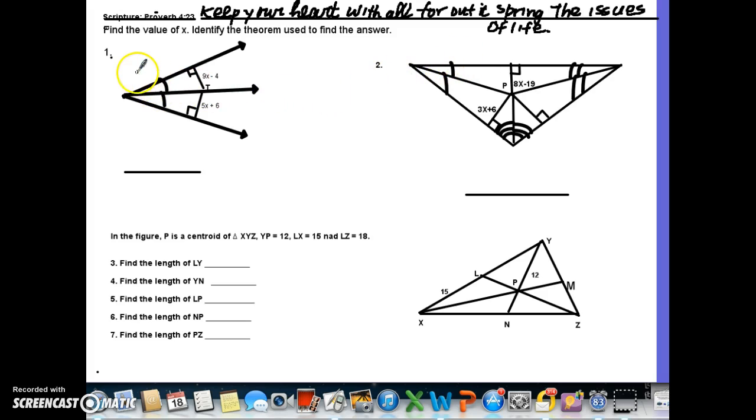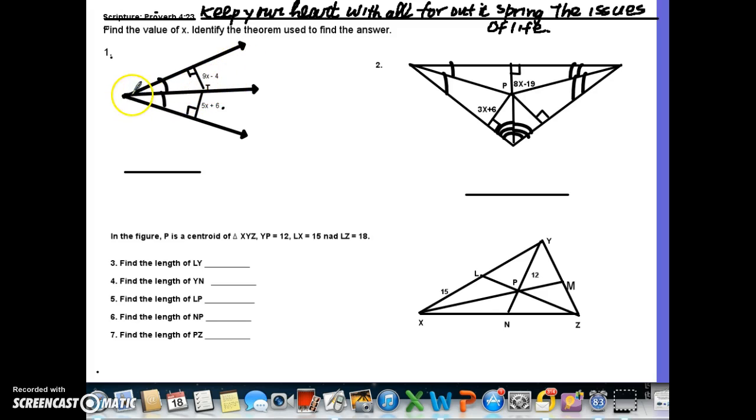And now, our first bisector we're going to be studying is in number 1, where it says, find the value of x. Identify the theorem used to find the answer. So we're going to find x. Here they give us the length of this segment here. It's 9x minus 4. And the length of this one is 5x plus 8. So let's take a look at that.